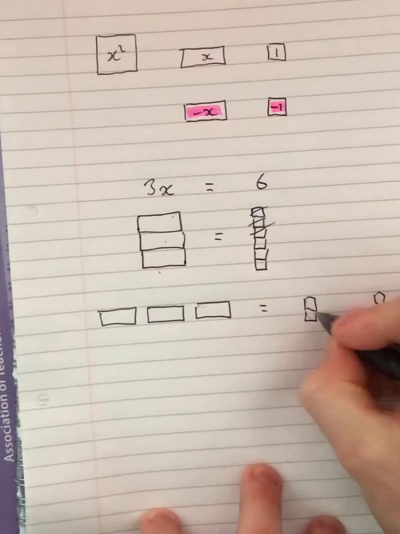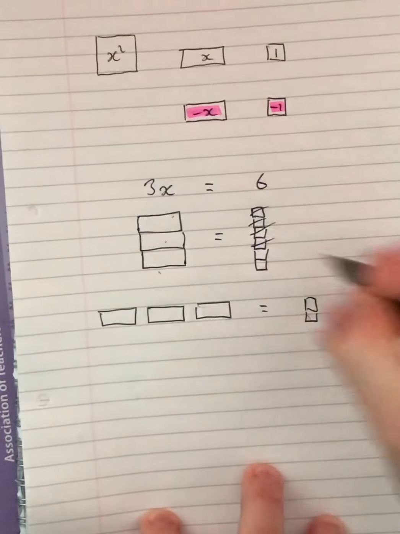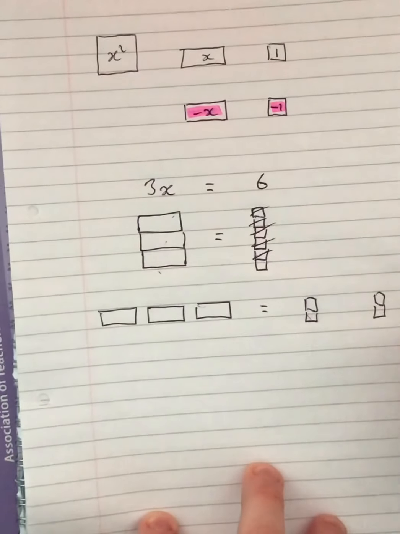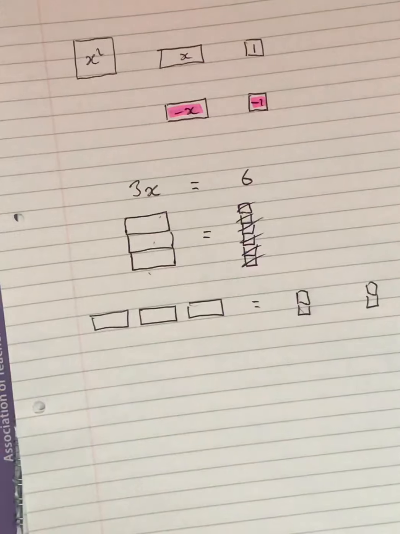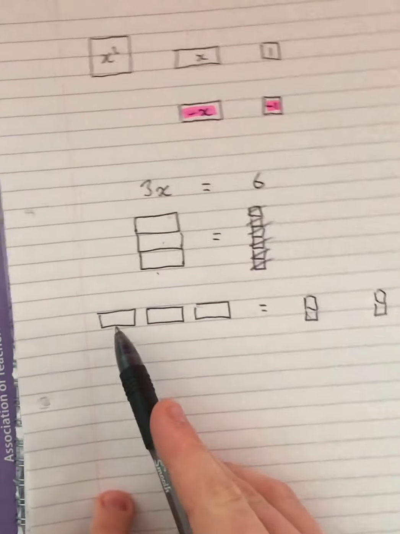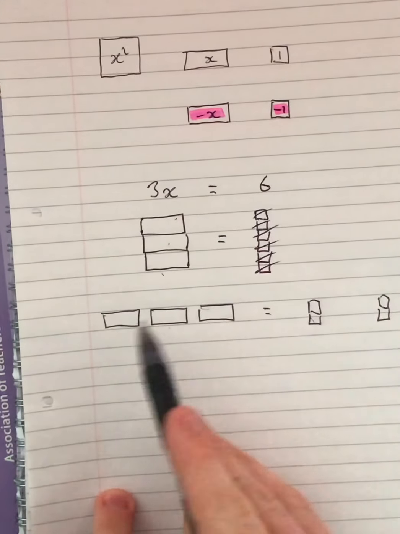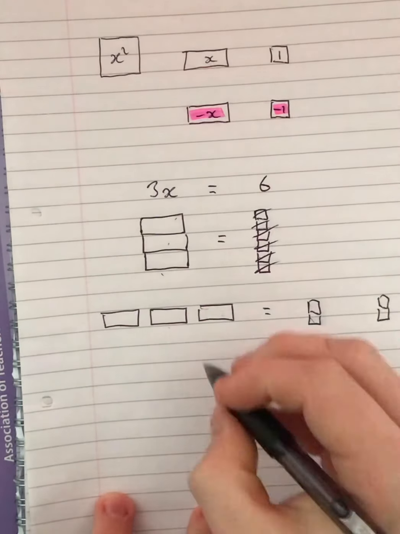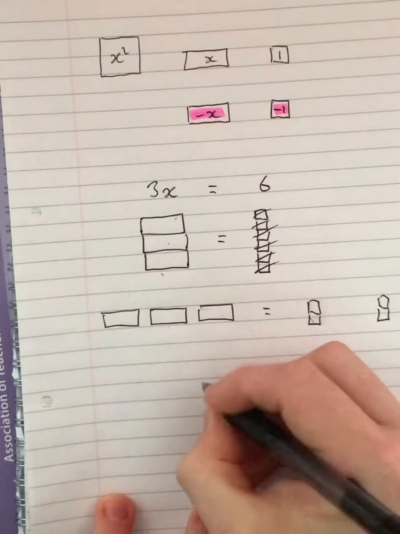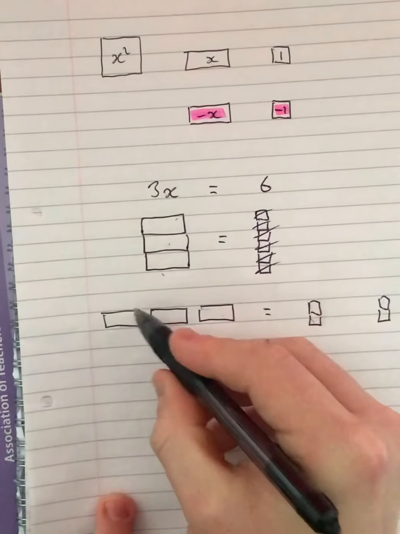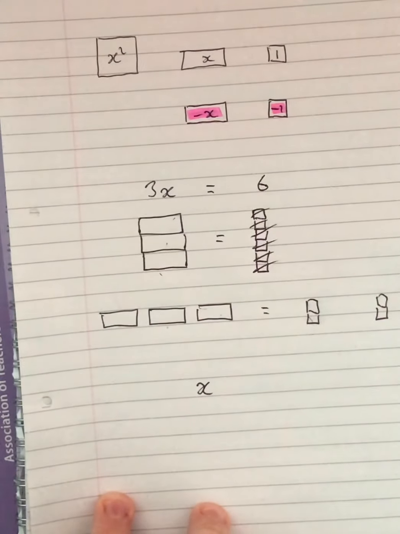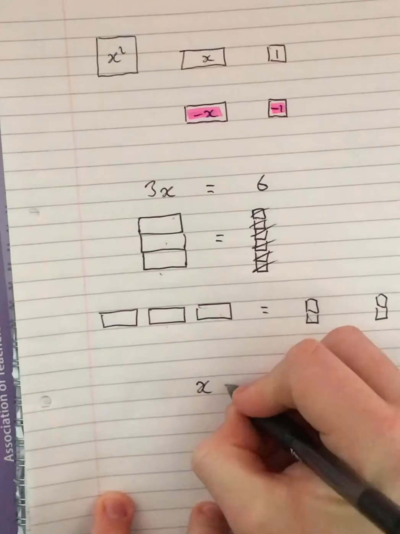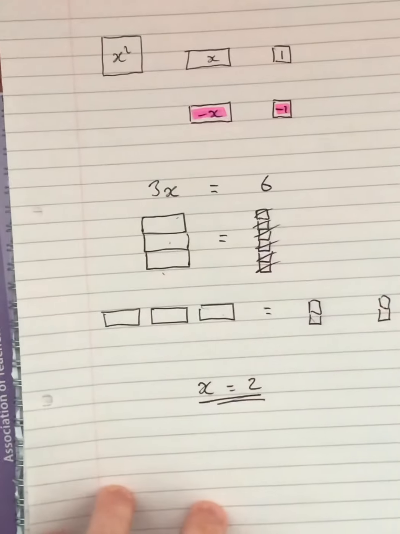I mean, some of you will be able to see what these groups are going to be without drawing it out like this. I just want to make sure that I'm not missing any of them out. Each group has got 1x in. Each group has got 2 units in. That tells me that each of those rectangles must be the same as 2 of those units. So x is equal to 2.